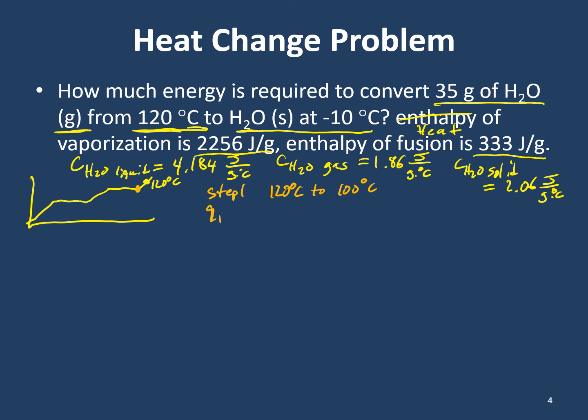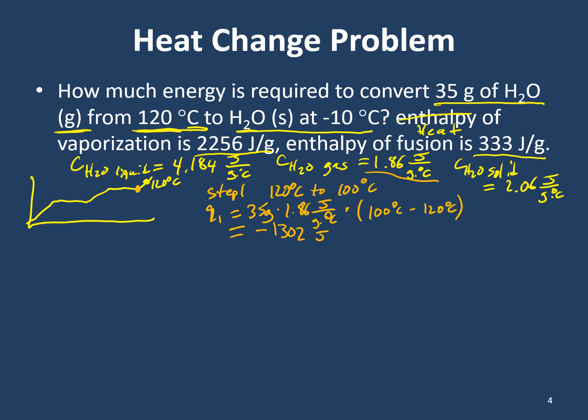I'm going to call it Q1, and it's going to be equal to my mass, 35 grams, times my specific heat. We're in the gaseous state, so that's 1.86 joules per gram Celsius, as we can see here. And then I'm going to multiply this by delta T, where T final is 100 degrees Celsius and T initial is 120 degrees Celsius. This is going to give me negative 1302 joules of energy.